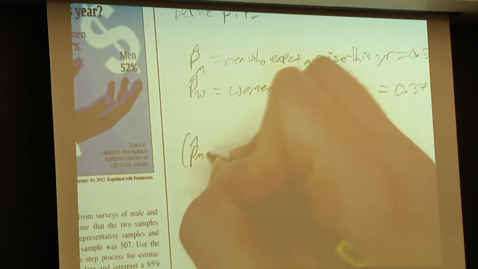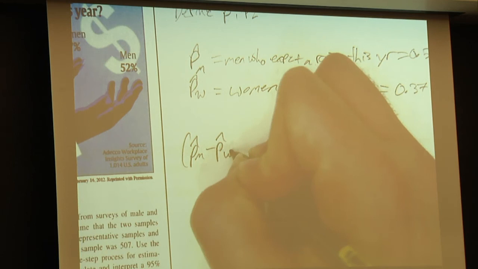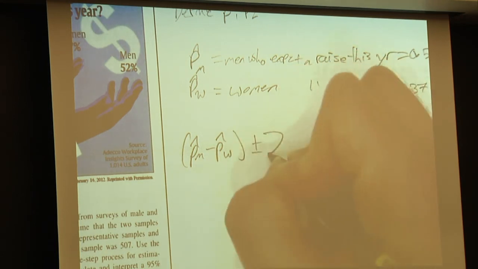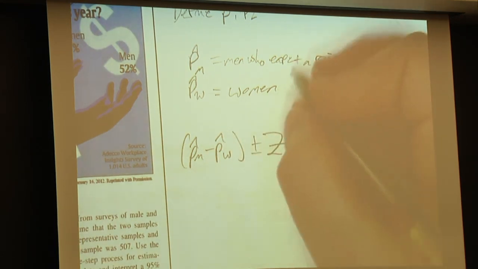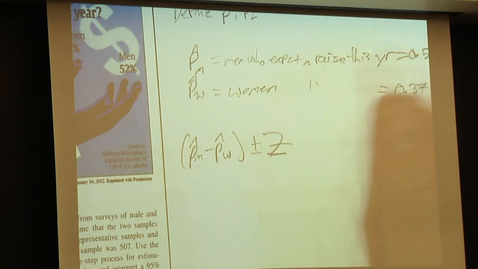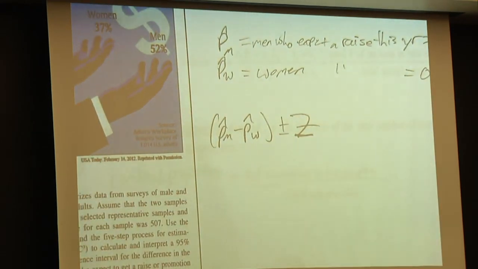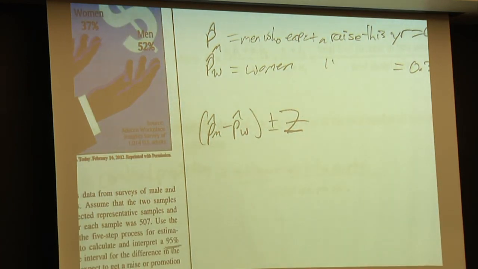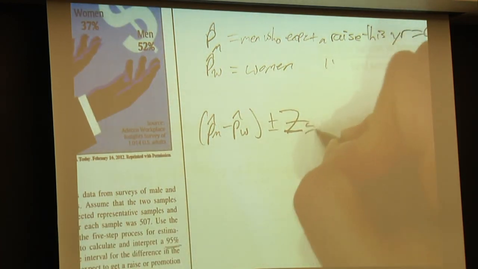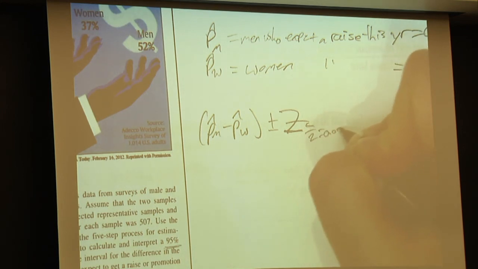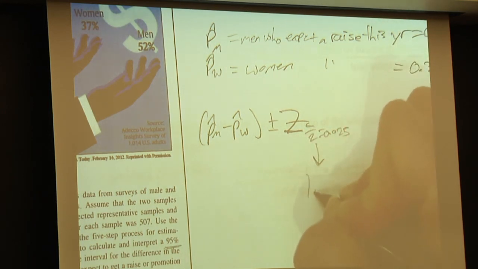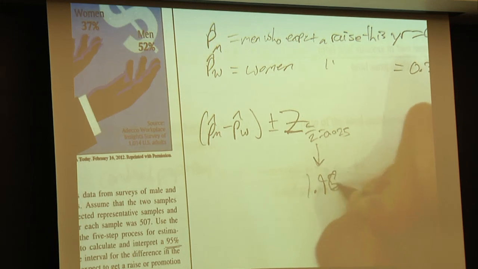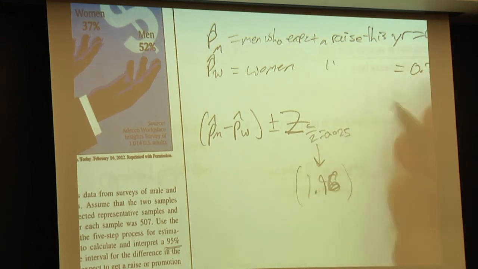So I'll say the proportion of men minus proportion of women, plus or minus, we're going to use z because this sample had like 507 people, so we're going to assume it's normal. Z alpha over 2, they said let's do 95%, so alpha over 2 was 0.025, which means this guy will be 1.96. That's just a 95% confidence interval, 1.96, okay?